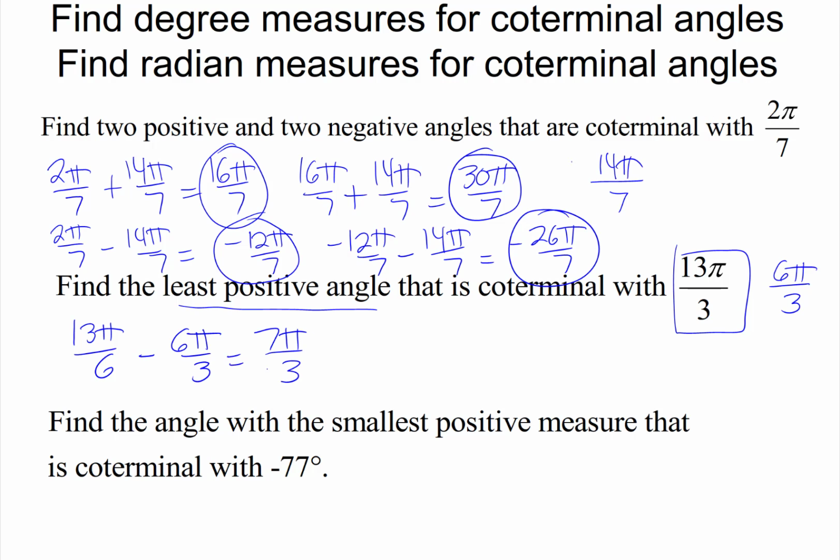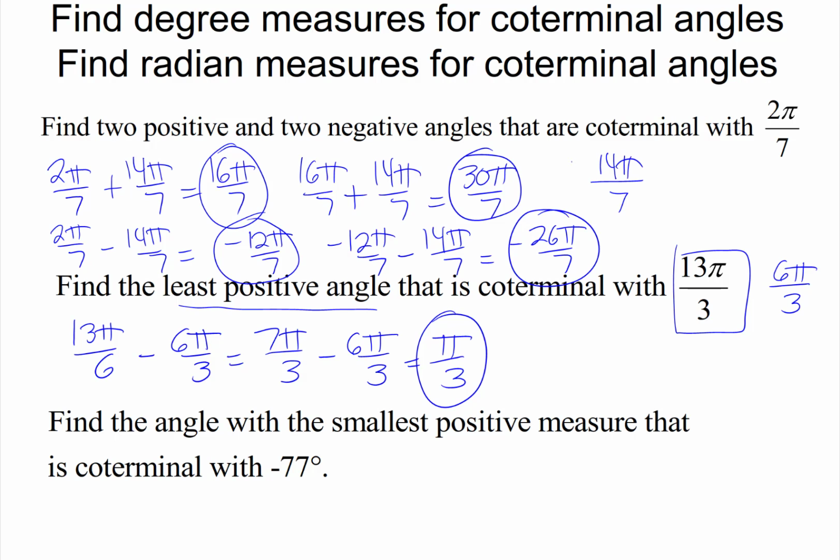But that's still more than one loop around. We're after the smallest positive angle, so we're going to subtract another 6π/3, and that is going to give us π/3. So the smallest positive coterminal angle with 13π/3 is π/3.